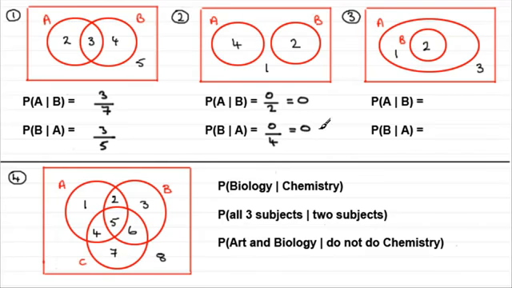Now in this one, number 3, this is a situation where all the people doing biology do art. We've got here one person does art only, two people do biology, three people don't do anything. We often call B a subset of A. It's within A. And again, you might like to try these two examples.